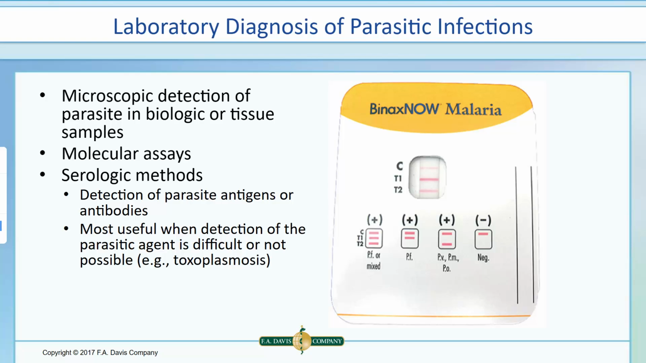Serological methods would be what this class focuses on. So that's the detection of parasitic antigens or antibodies against those parasitic antigens. It's most useful when the detection of the parasitic antigen is difficult or not possible.